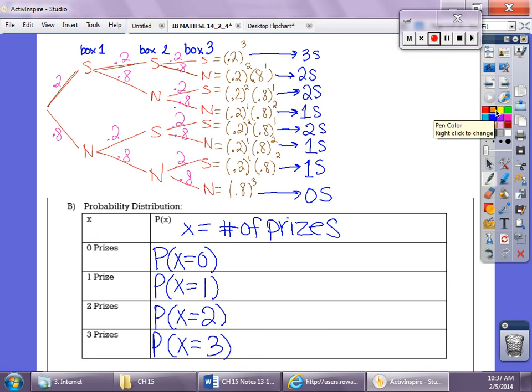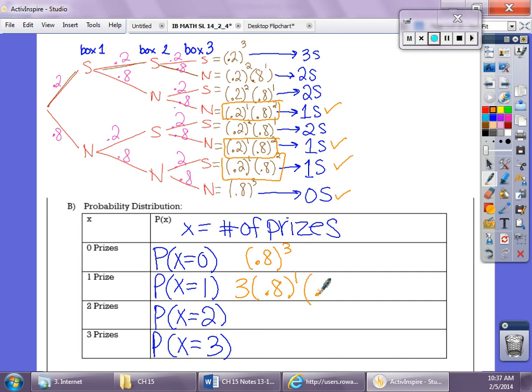So in orange here, let's go through. I want no prizes at all. That's this last one right here. I'm checking them off because I want to make sure my distribution has all of them. Then that probability would be 0.8 to the 3rd power. Now, for 1 prize, here's 1, 2, and then 3. Notice they look exactly the same. There's 3 of them, though. So I'm just going to write them as 3 of the 0.8s with 1 prize. Sorry, wrong way.